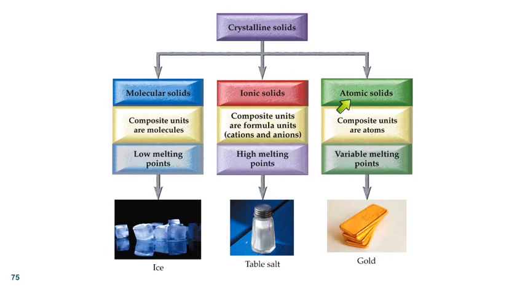Atomic solids are composed of atoms. The thing that holds the atoms together is just dispersion forces. You can't have a polar atom, so it's only dispersion forces. Larger atoms are going to have stronger forces holding them together. They'll tend to have higher melting points. Others, the smaller ones, will have lower. So the melting points here are quite varied.